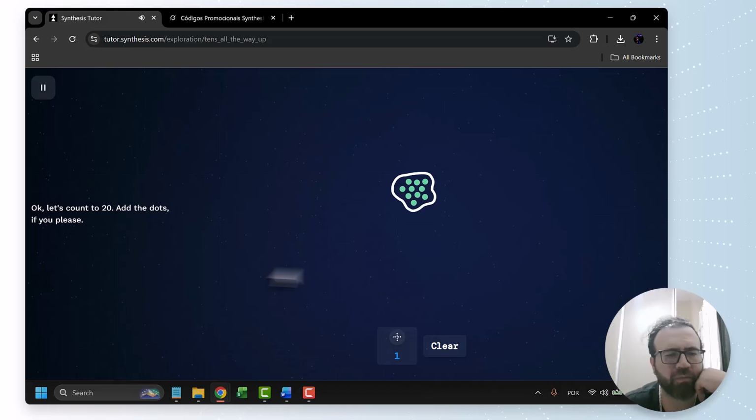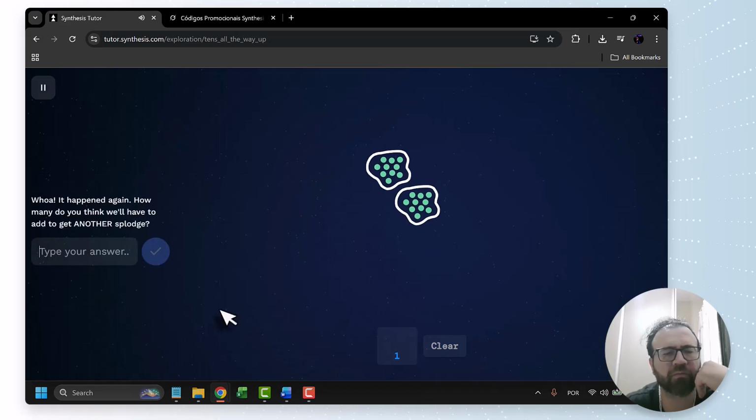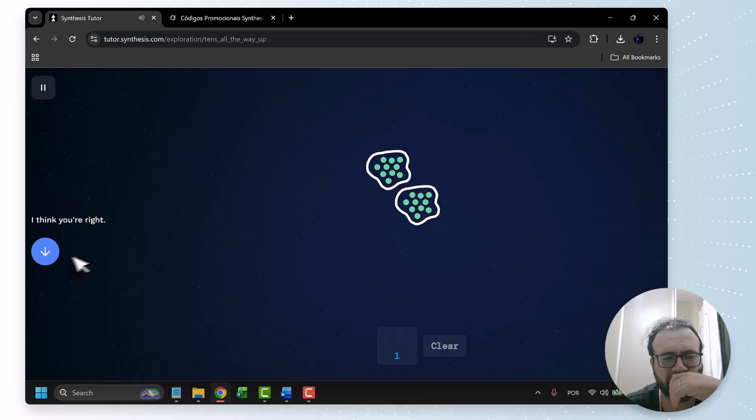Okay, let's count to 20. Add the dots if you please. 11. Whoa, it happened again. How many do you think we'll have to add to get another splodge? I think you're right. Now I want you to give me 100 dots. You can keep adding them one at a time if you like. Or raise your hand and I'll show you an easier way.